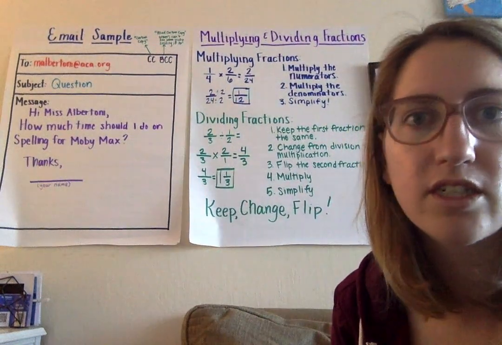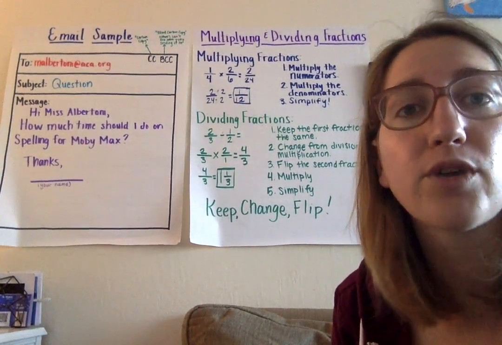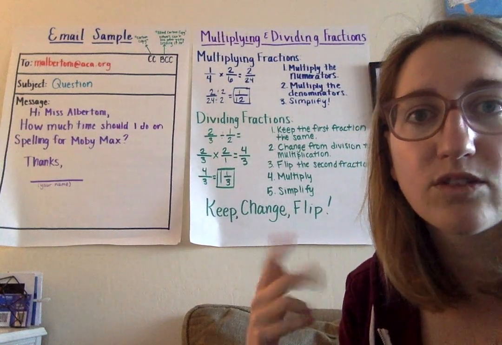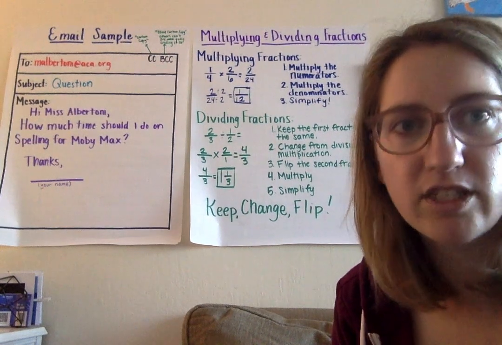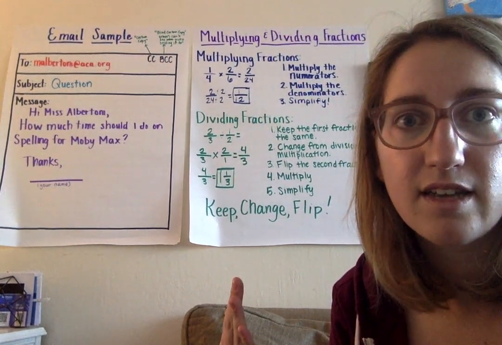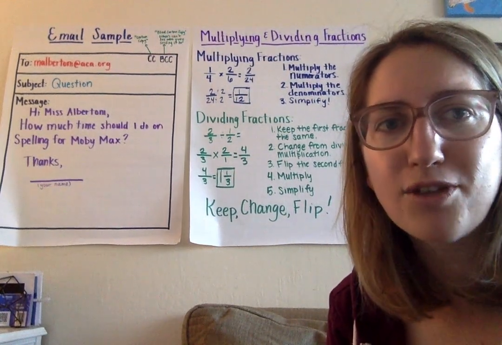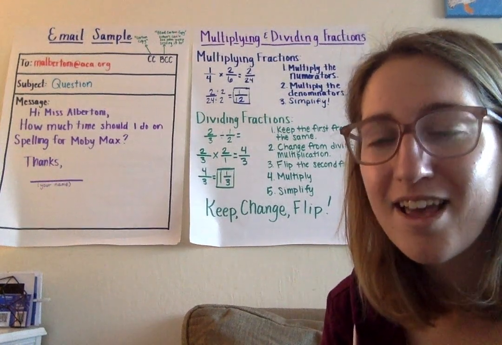The first one is you're going to multiply across the top for the numerators. Remember, the numerators are those numbers on the top of a fraction. So you just multiply across. 1 times 2 is 2. The second step is just multiply the denominators, the numbers on the bottom. 4 times 6. And then after that, you just have to simplify.